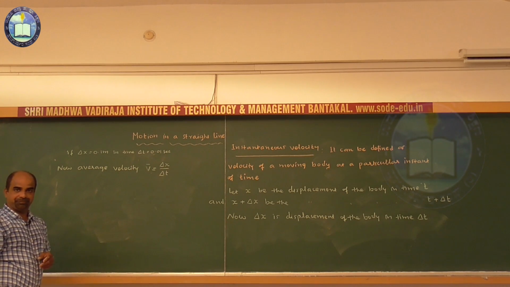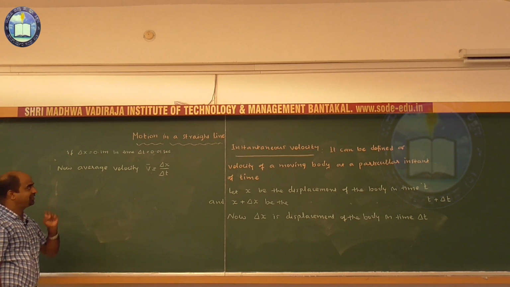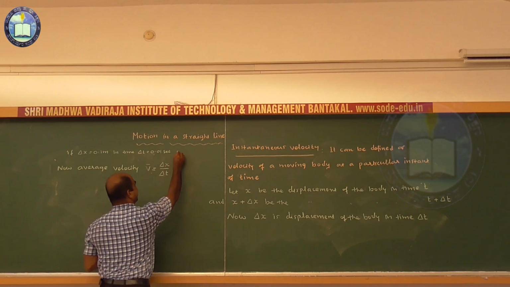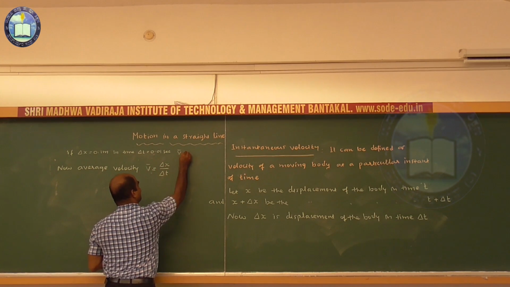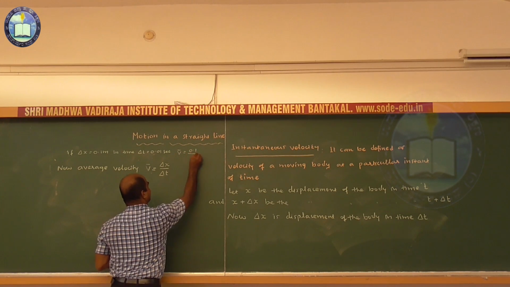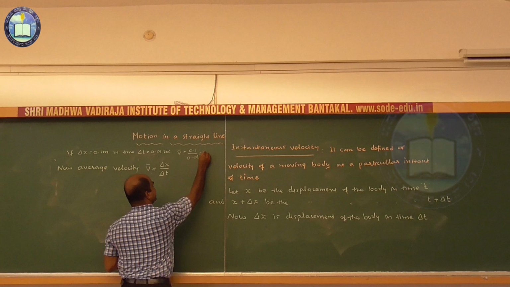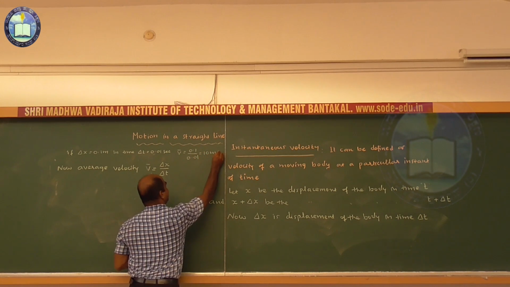0.01 second. Then what about velocity? Delta x by delta t. See, what is delta x by delta t? V1 is equal to what? 0.1 divided by 0.01. What is 0.1 by 0.01? 10 meters per second.